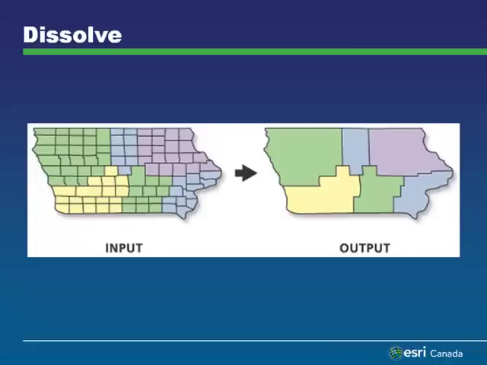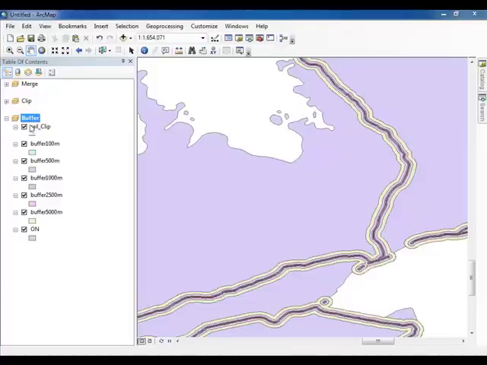The Dissolve tool allows you to aggregate data together based on common attributes. The result is a simplified map that highlights a specific aspect of your data. In this section, you will dissolve the Alberta soils dataset based on common drainage types in order to produce a simplified view of drainage patterns in Alberta.